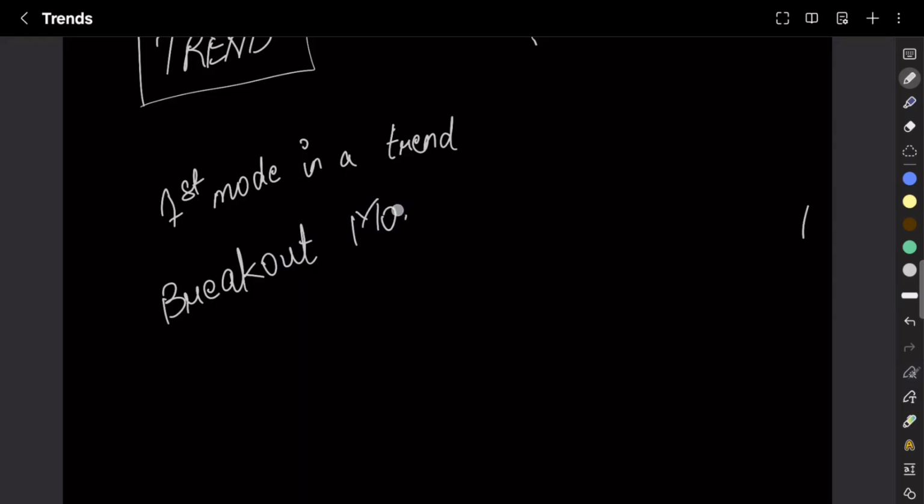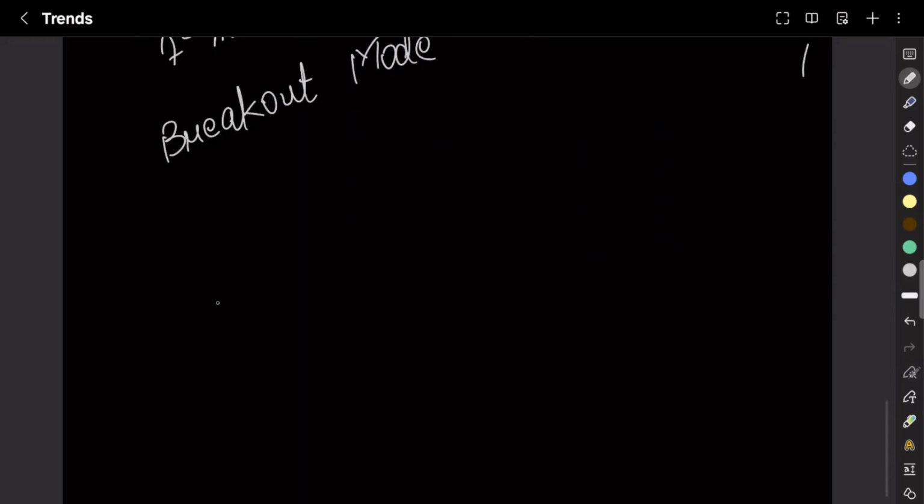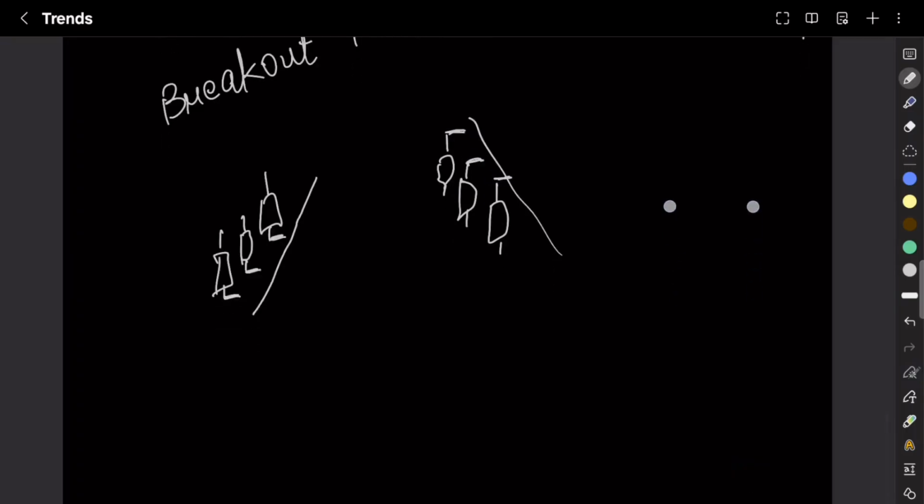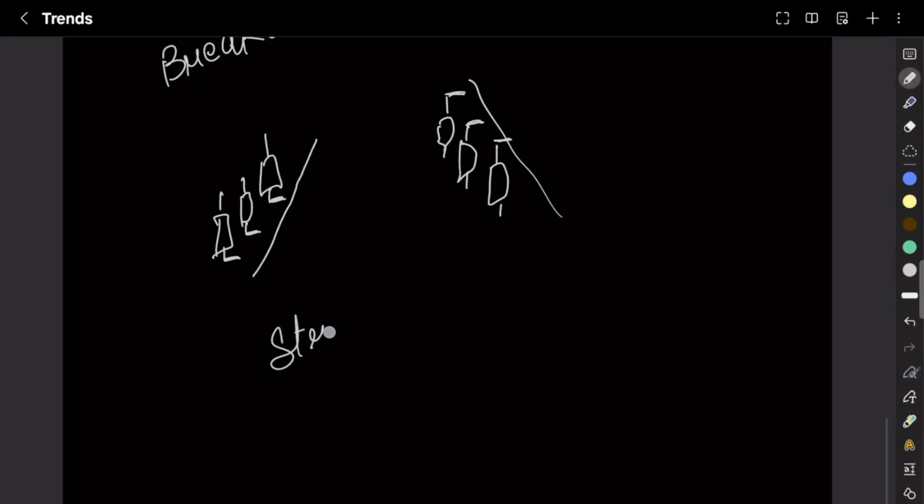Breakout mode is anything when the prices are traveling like this, right? Where the low of the bar is never swept by the next bar. So continuous upper trend candles or continuously lower trend candles, where the high of the bar in the downtrend is never touched or swept by the next bar. That's a breakout move.